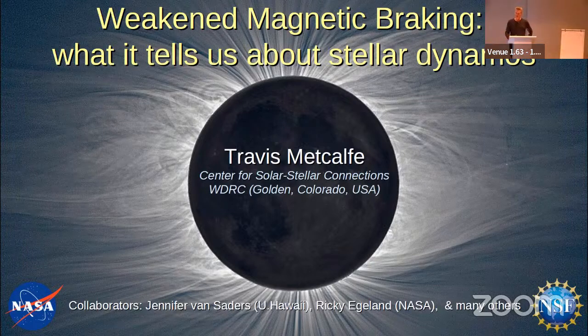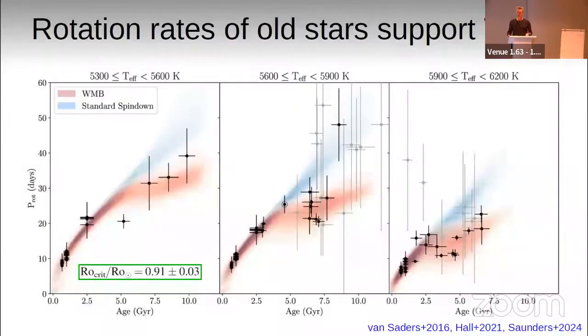Okay, so the original evidence for weakened magnetic braking came from observations of old field stars with ages measured from asteroseismology. And the basic observation was that old stars were spinning faster than you would expect if they continued to spin down over time, like the Skumanich relation, now 50 years old. And it did so in such a way that it deviated from standard spin down earlier in hotter stars and later in cooler stars.